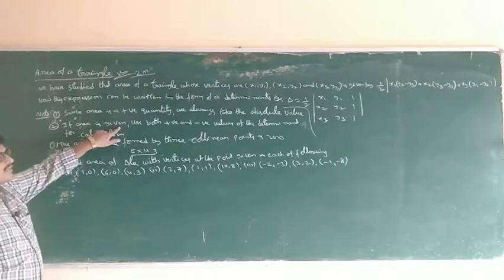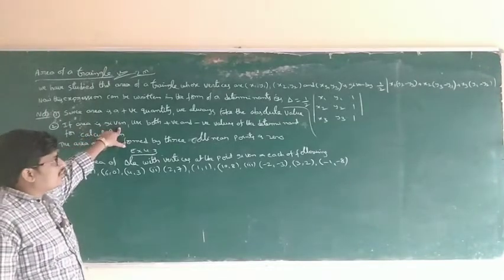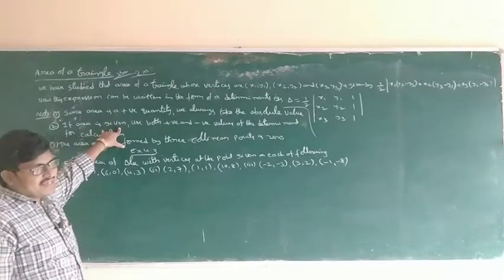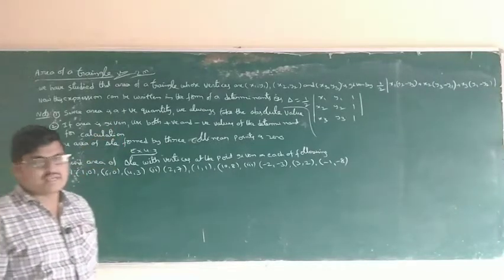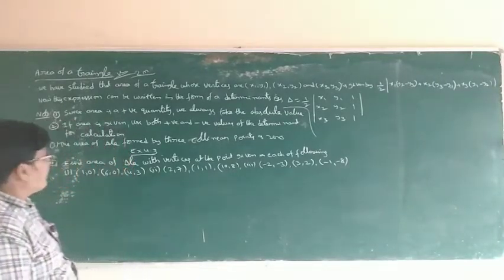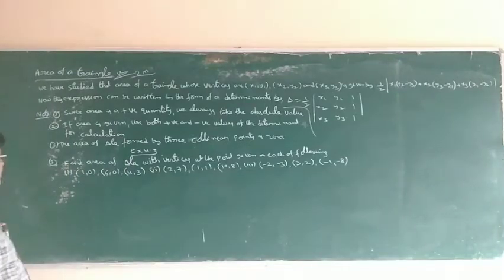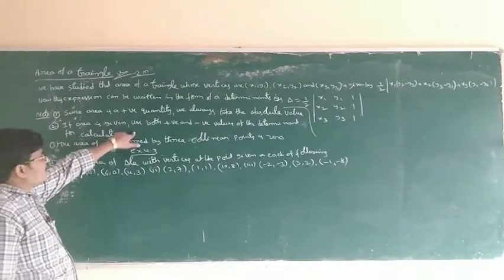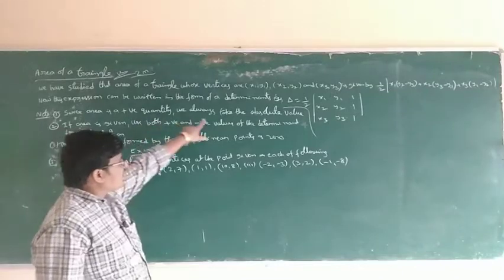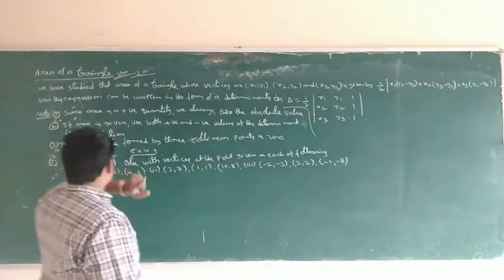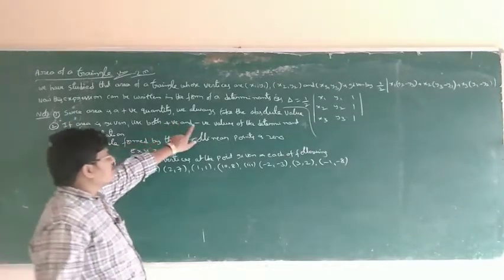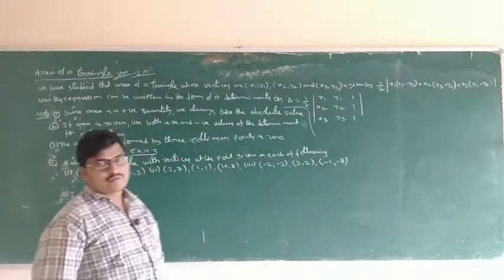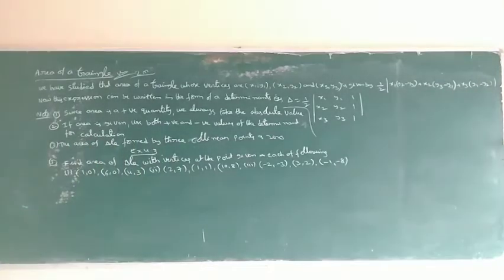Second one: area is given. For example, the area of the triangle is 8 or 10, and the problem asks to find the value of x or something. So, when area is given, use both the positive and negative values of the determinant for the calculation.